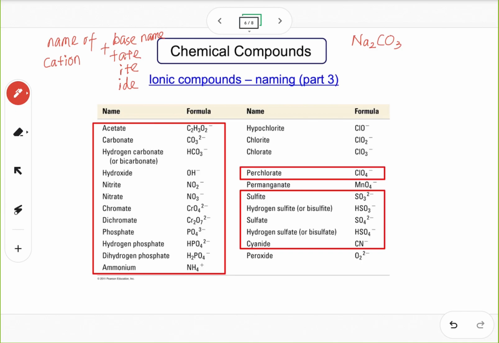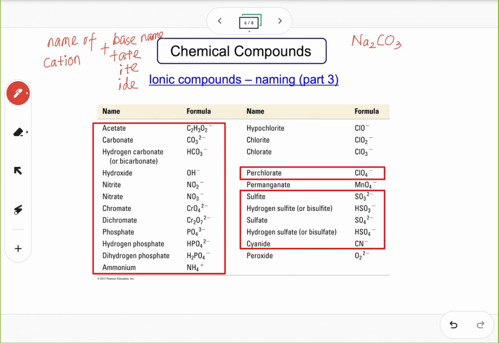Okay, these are the common tells for the names of polyatomic ions. Let's see some examples here. Okay, so ATE, acetate, IDE, hydroxide, and ITE, nitride.